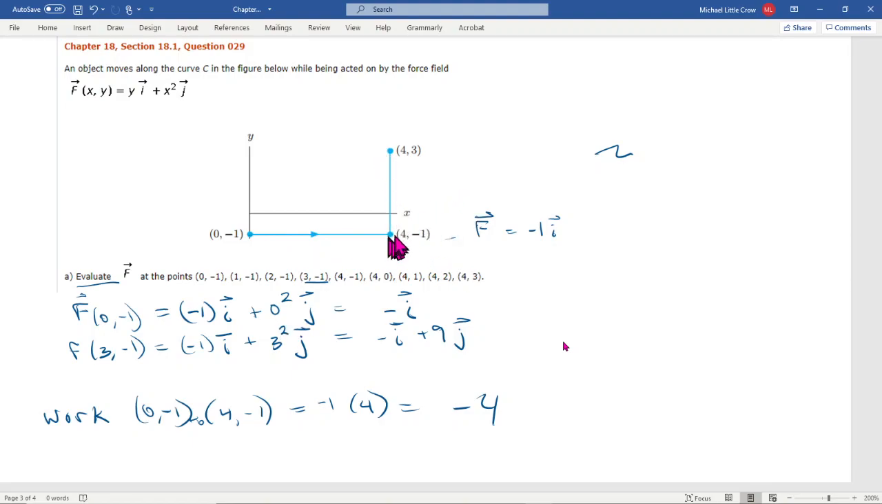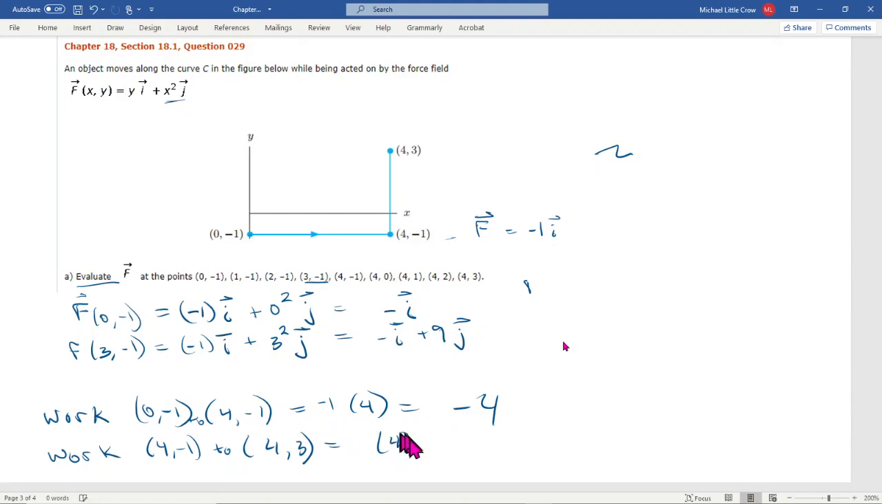So going up, notice the x no longer changes, x is always 4, right? So it's a constant amount, and since we're going up, the only thing we need to consider in that case is the y component, which is x squared j. So then we're just going from work from (4, -1) to (4, 3). Again, the length of the path is going to be -1 to 3. That's still 4, right?